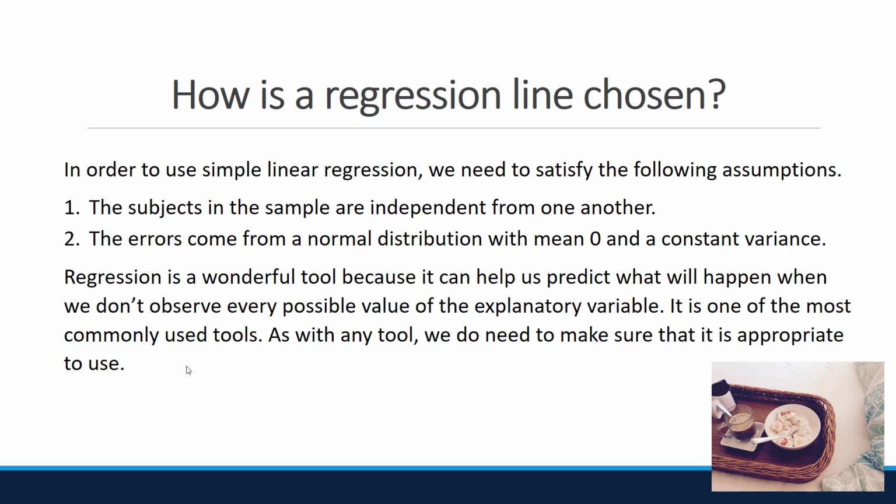In order to use simple linear regression, we need to satisfy the following assumptions. The subjects in the sample are independent from one another, and the errors come from a normal distribution with mean zero and constant variance.